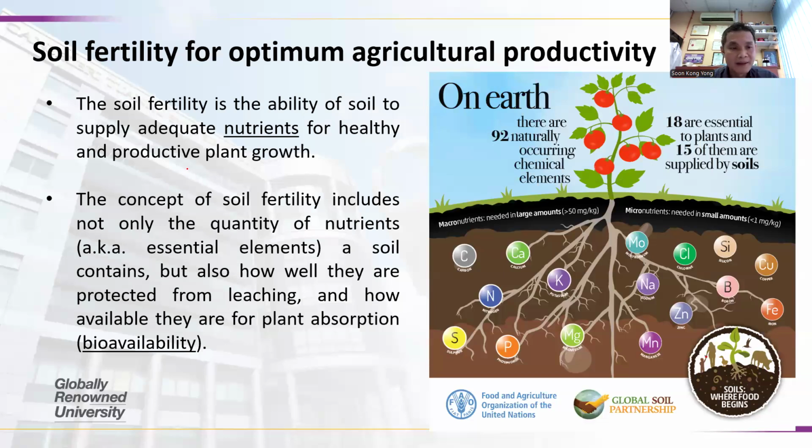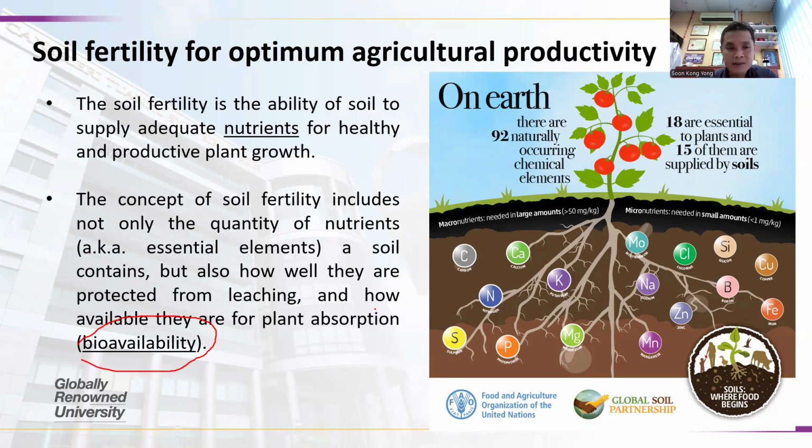Now, the concept of fertility also depends on another factor. Even though the soil has plenty of these nutrients, it doesn't matter if they stay in the soil and cannot be absorbed by the plant. So here comes a keyword: bioavailability. Bioavailability is defined as how much the plants can absorb these elements from the soil.